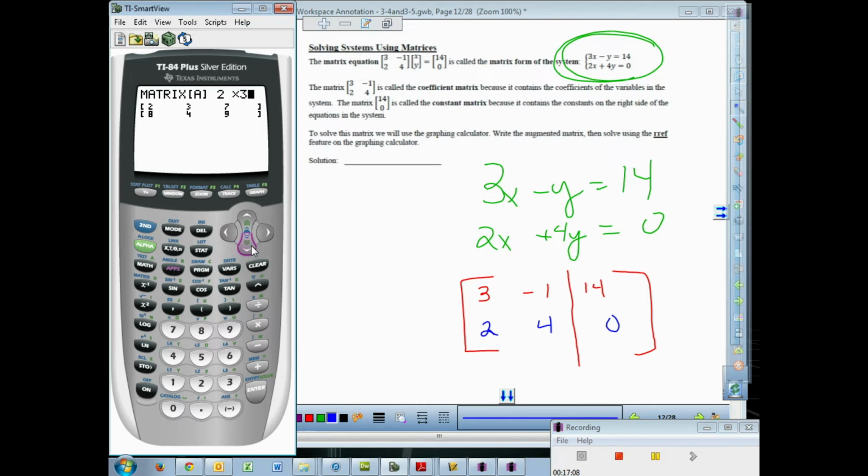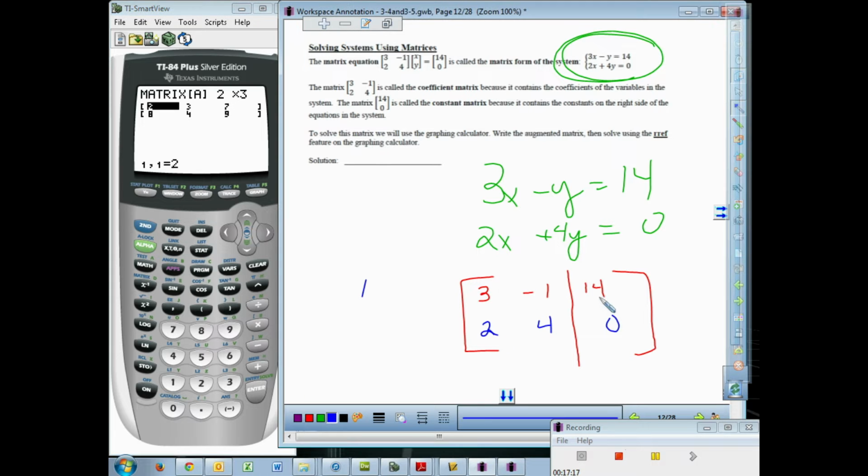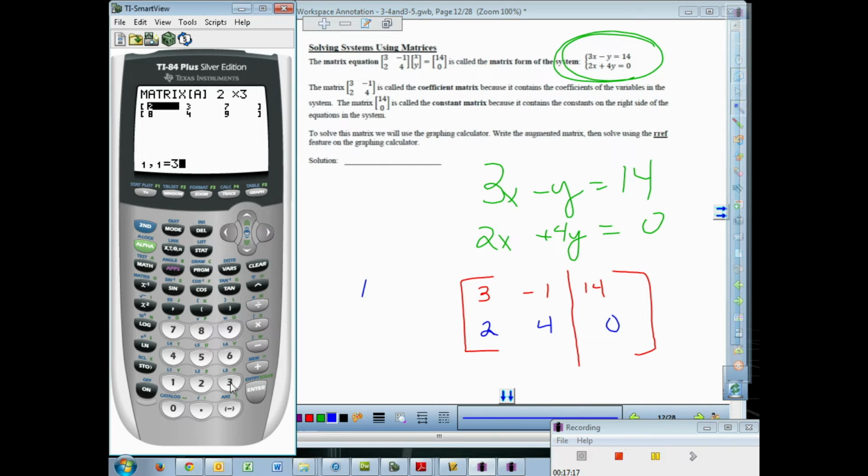2 by 3, bring your cursor down to right here, and you see how right here in the corner it says 1, 1, because that's where we're located. All we got to do is punch these numbers in that are in our augmented matrix, and watch the order it goes in. It will work across. So don't we want the first one to be a 3? You with me on that? Hit enter. It'll change that to a 3.